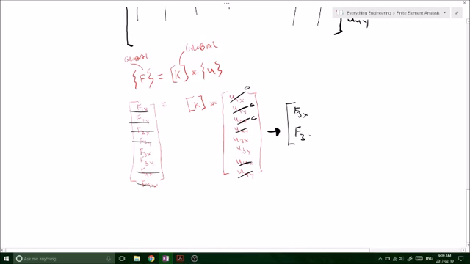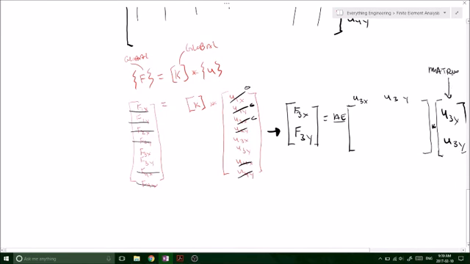So F3x, F3y is going to equal our global stiffness matrix at U3x and U3y, and that is going to be times U3x, U3y. Now this is the actual matrix. This is the displacement matrix. This is just the slots that I'm illustrating.